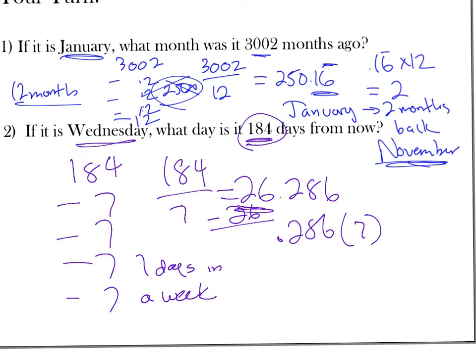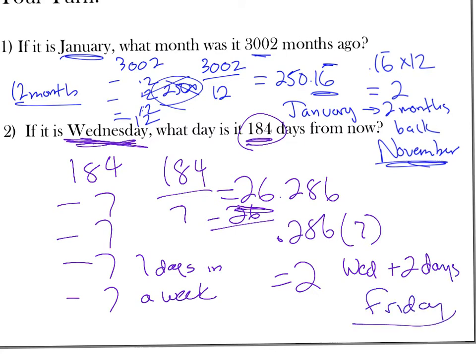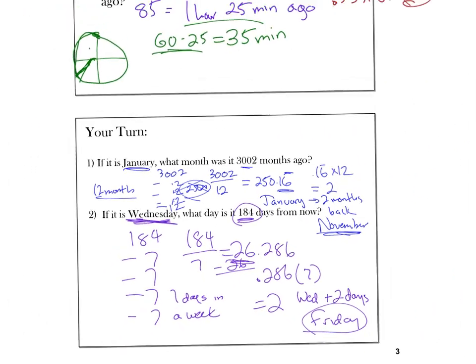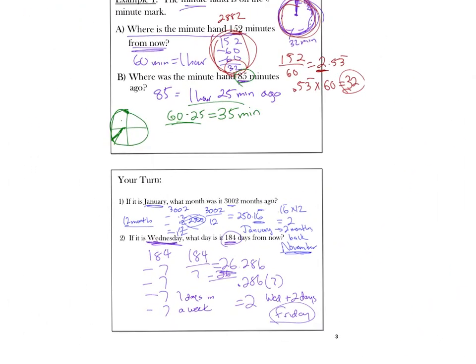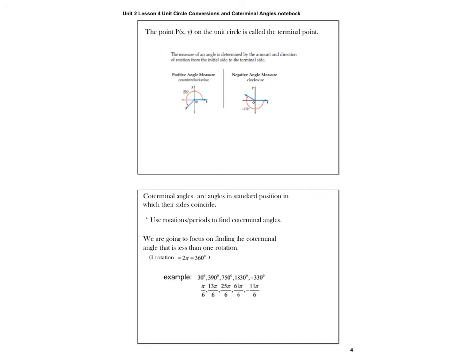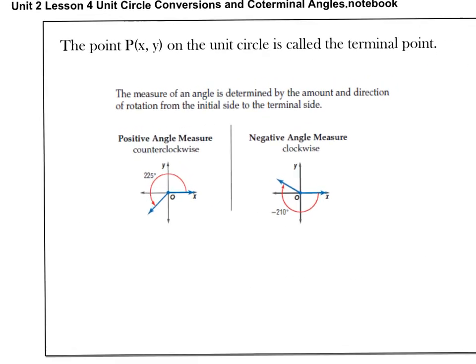I want to take that times 7, and that gives me 2. So now I started on Wednesday, I add 2 days. So 184 days from now is going to be a Friday. Okay, so take a second, take a look at that and see what I did. Just kind of get the idea that that's how I'm manipulating, that's how I'm playing with pure functions.